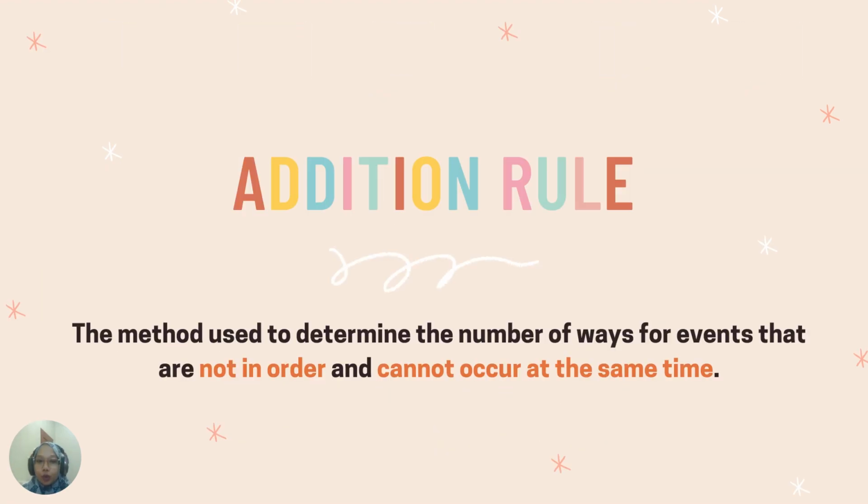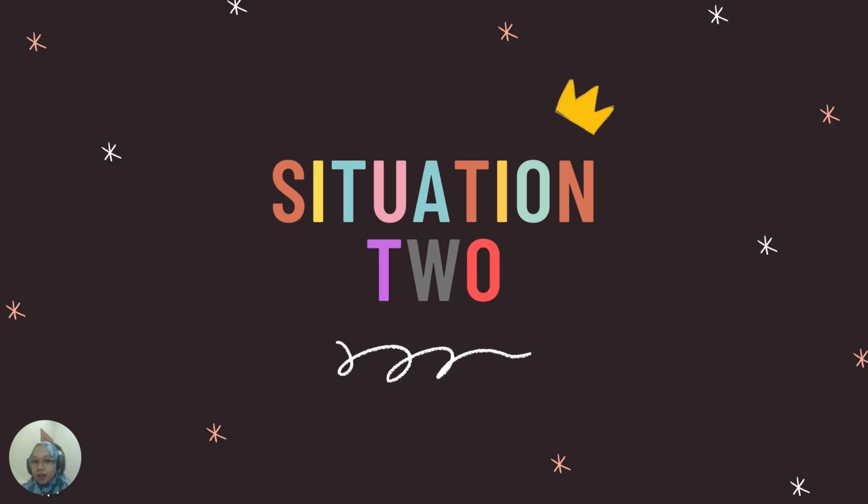This situation applies the addition rule, which is the method used to determine the number of ways for events that are not in order and cannot occur at the same time. Alright, let's proceed to the next situation.